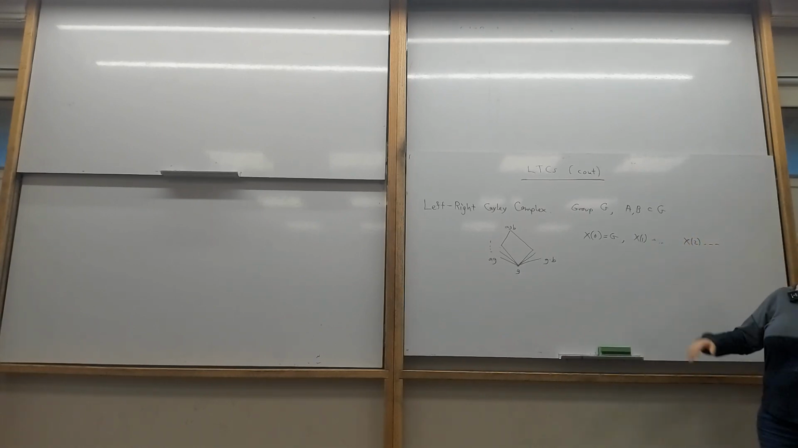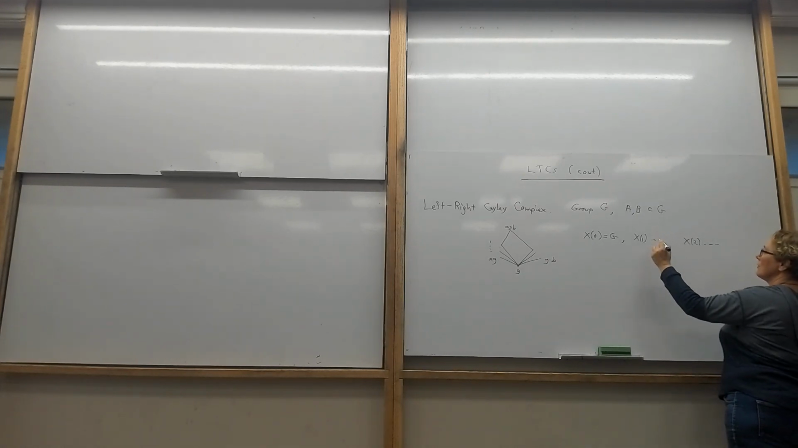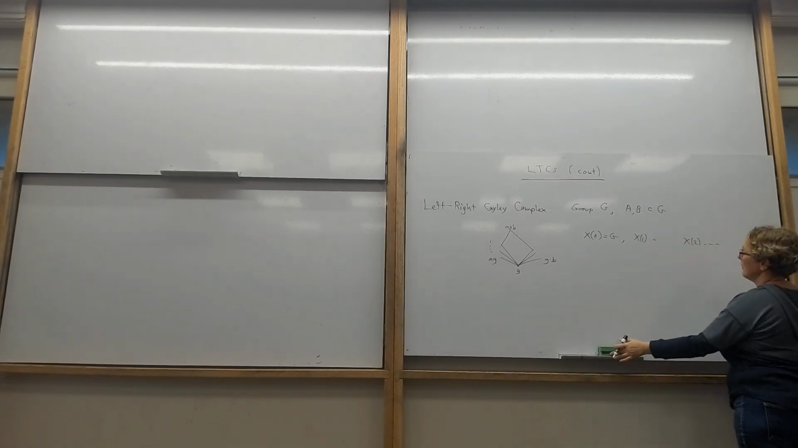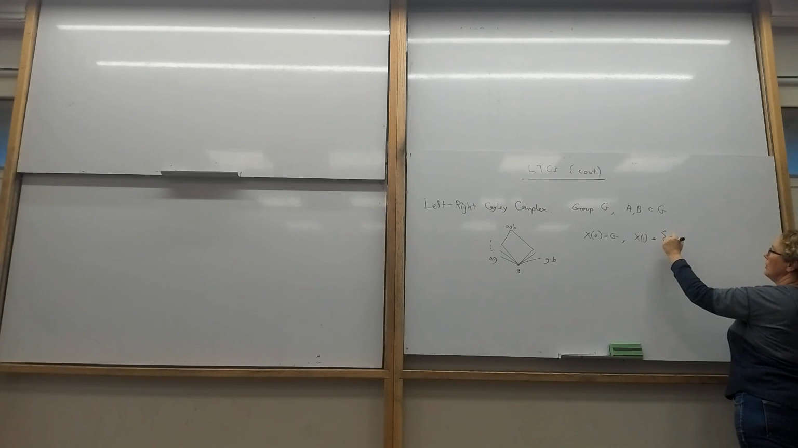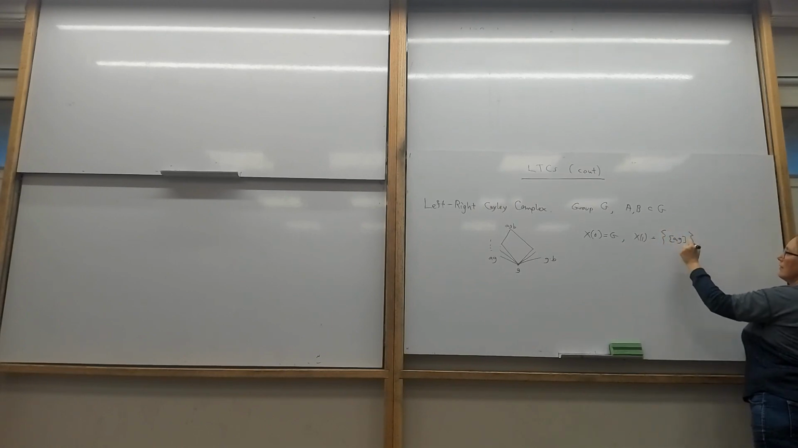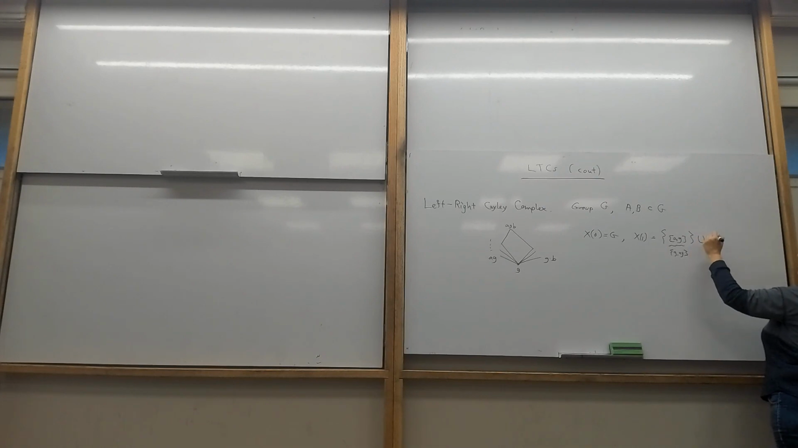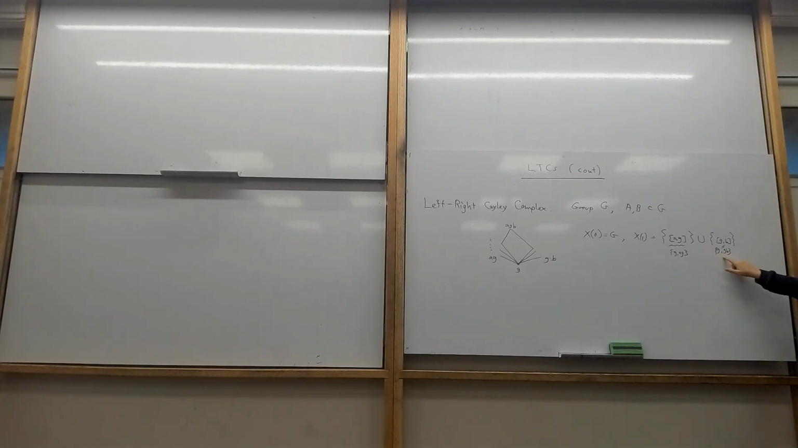I'm not going to write them explicitly. Just to remind you of the notation: edges that connect G to AG we denoted by this. This is just another name for the edge {G, AG}. And we also had edges that connect G to GB, and we denoted them this way. This is just the same as the set {G, GB}. And we had X2 were the squares, and we denoted them AGB.